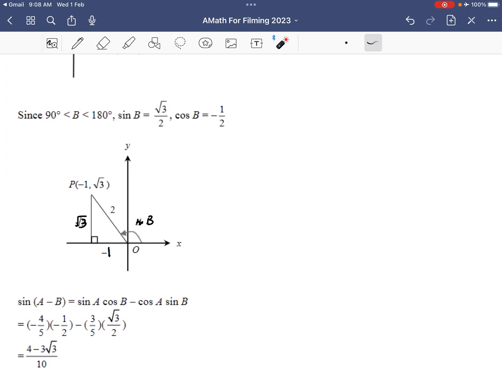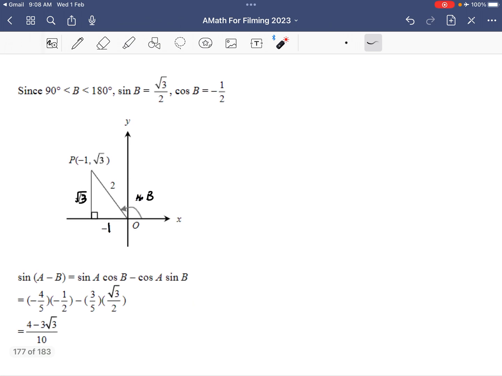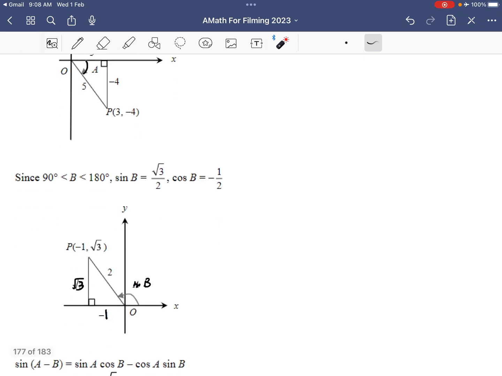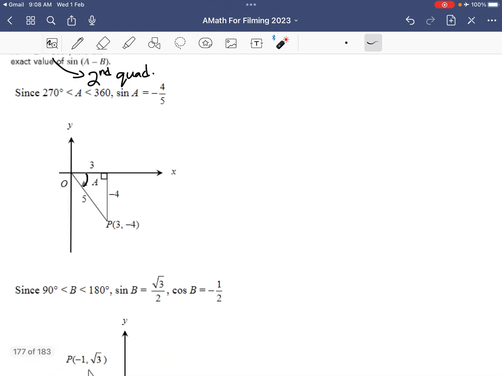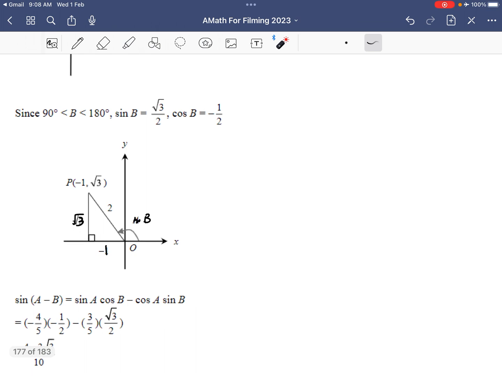So now, using those triangles there, I will need to solve sine A minus B, which is sine A cosine B minus cosine A sine B. Sine A is simple enough, -4 over 5. Then I will also need cosine of A. So for me to get cosine of A, it is adjacent, which is 3, over hypotenuse, which is 5. Notice that my cosine ratio is positive, and it's in the 4th quadrant, so positive cosine A is correct.